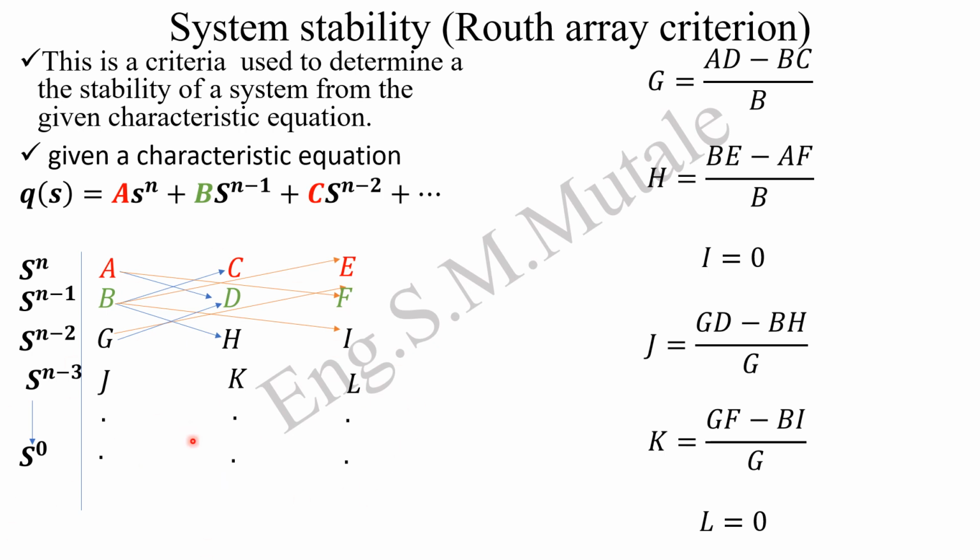So for you to determine if the system is stable or unstable, you check this column. If all the parameters in here are positive, then your system is stable. If there is any number in here which is negative, then this makes your system unstable. So that's how you'll be determining if your system is stable or unstable. Okay, on the next slide, let's look at an example.